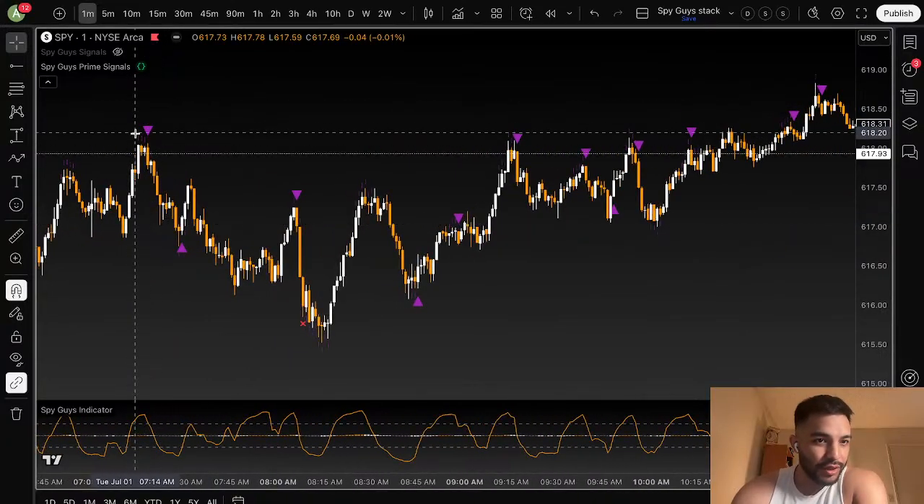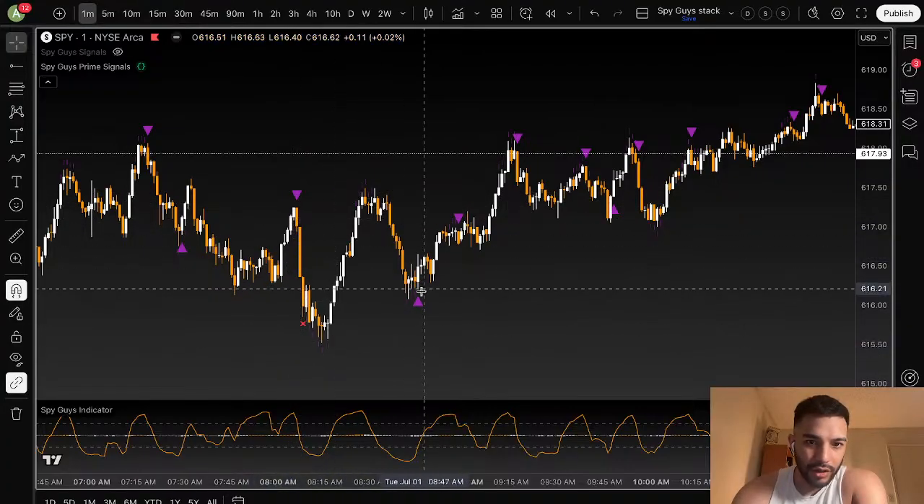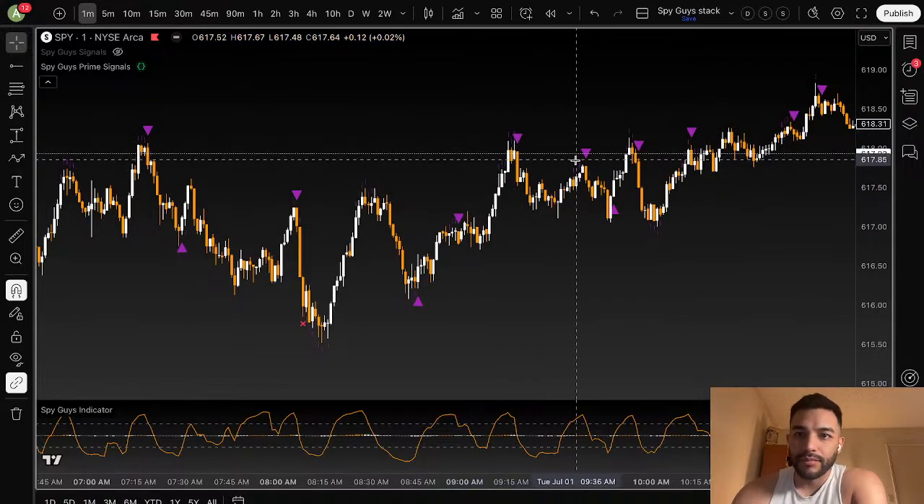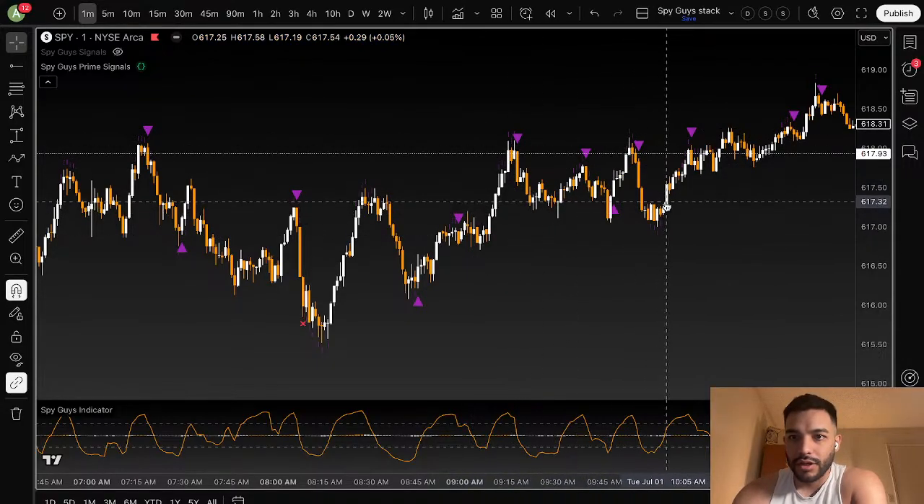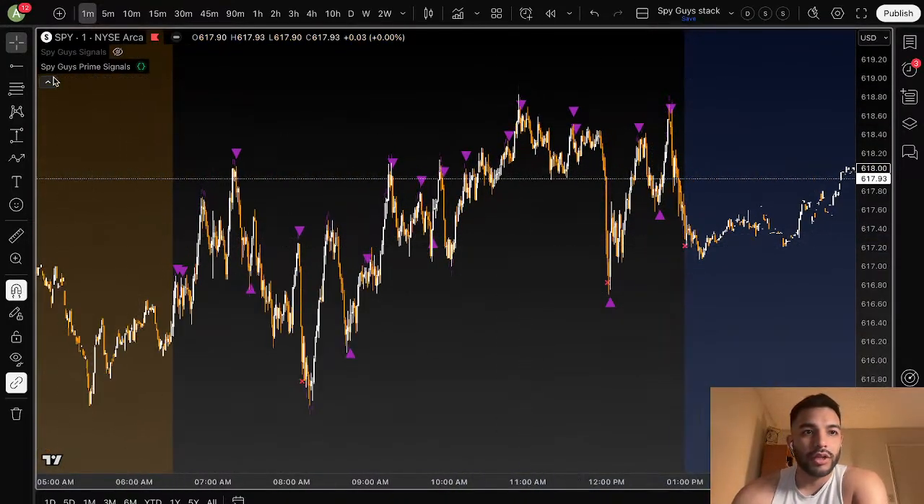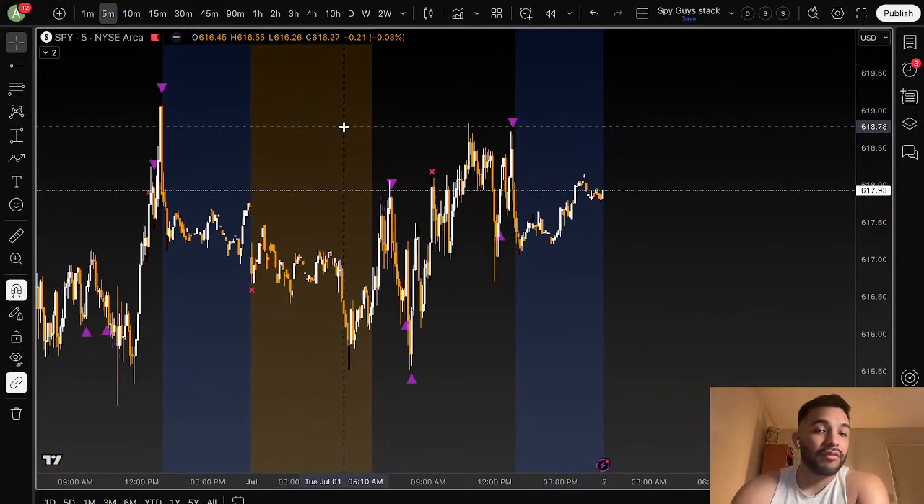So you do see puts that go down. This would have alerted a call up, put down, calls up. This put would have basically just gone flat, so not the best of plays. This one would have been decent, another decent put, call, put. So if you are a scalper, yes, you would have gotten a lot of opportunities to look at the indicator, but I'm not a fan of scalping.